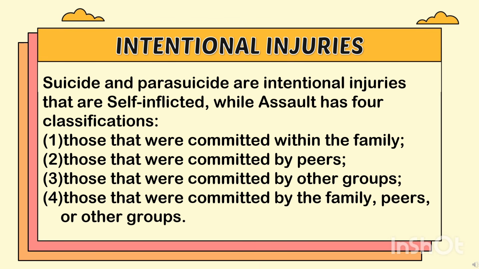Suicide and parasuicide are intentional injuries that are self-inflicted, while assault has four classifications. The first one, those that were committed within the family. Second, those that were committed by peers. Third, those that were committed by other groups. And the last one, those that were committed by the family, peers, or other groups.